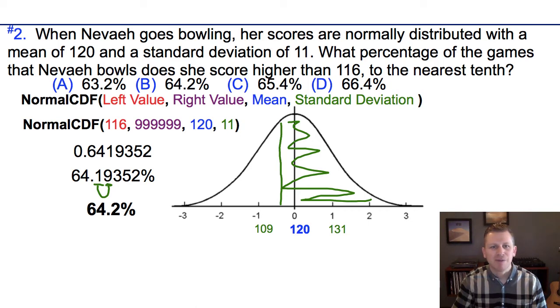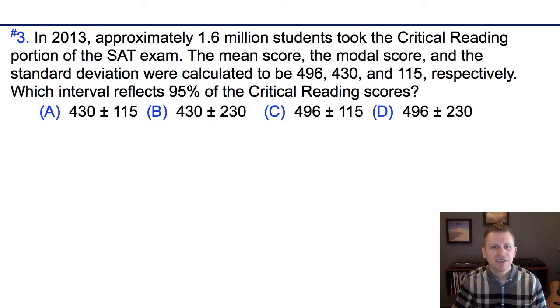Let's try another problem. This problem reads, in 2013, approximately 1.6 million students took the critical reading portion of the SAT exam. The mean score, the modal score, and the standard deviation were calculated to be 496, 430, and 115 respectively. Which interval reflects 95% of the critical reading scores? Well, there are 2 ways to do this problem. Let's first talk about how we could do it using our calculator, kind of like we have.